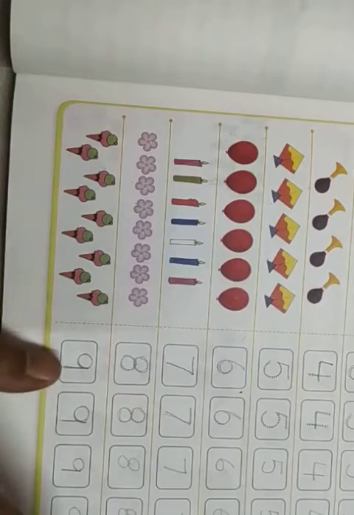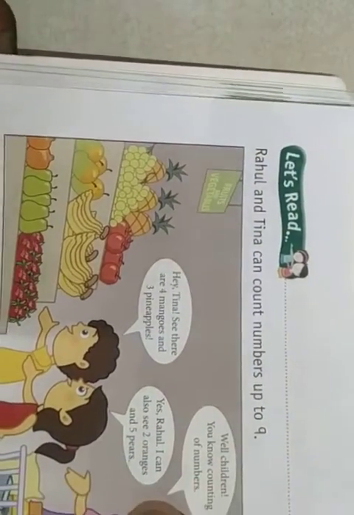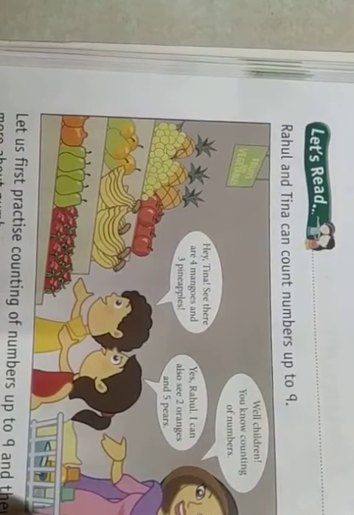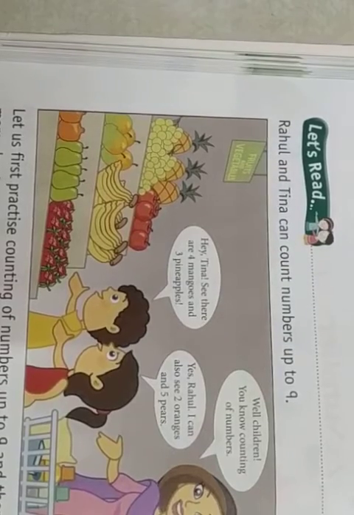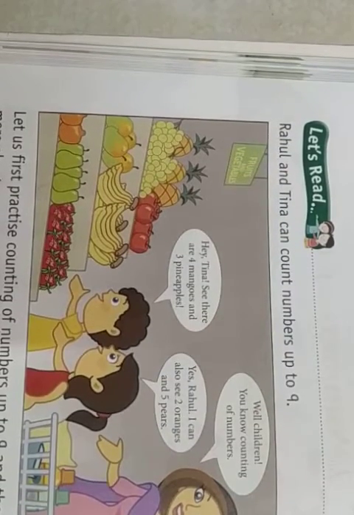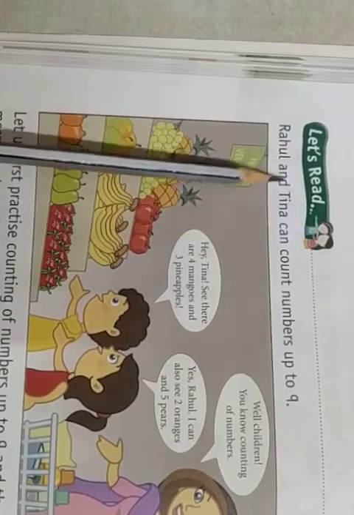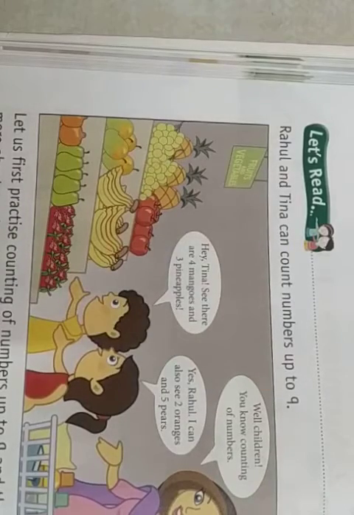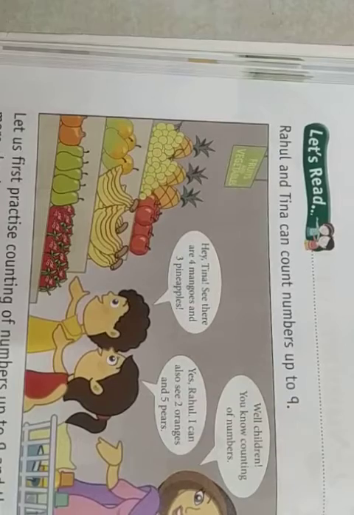Okay. Good. Next, let's read. So what can you see here? You can see a fruit stall here, right? Rahul and Tina can count numbers up to 9. They are able to count numbers up to 9.